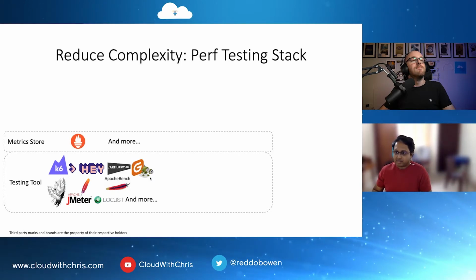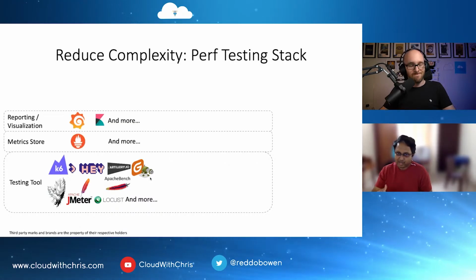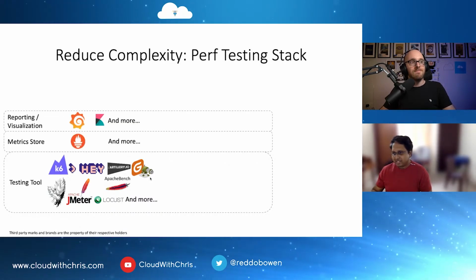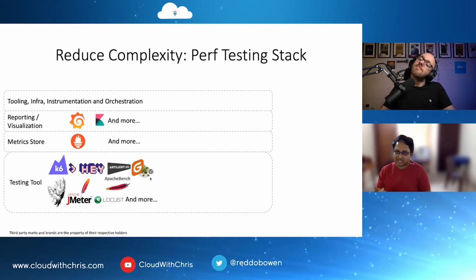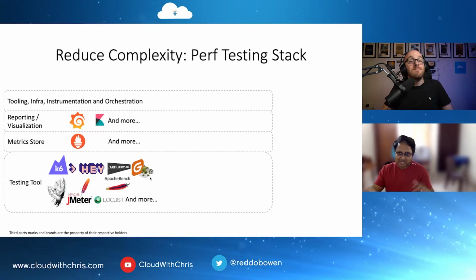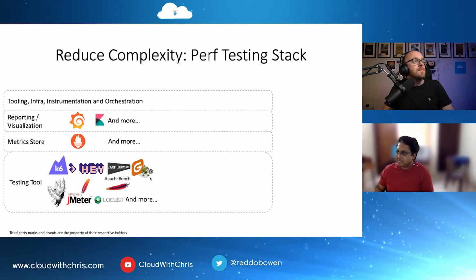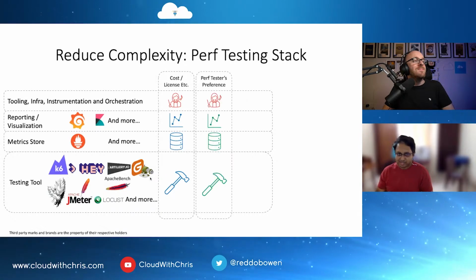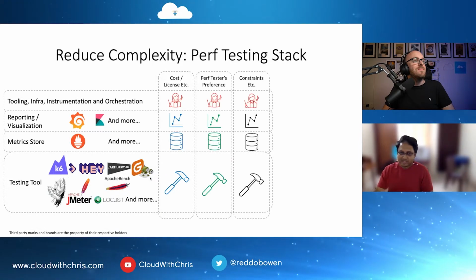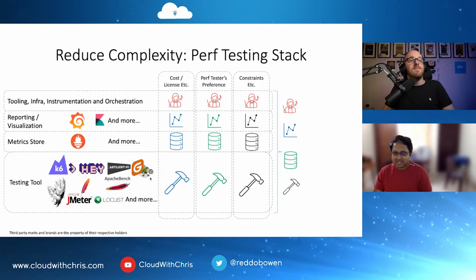Once you have metrics, then you need to visualize them. So you need something like a Grafana or a Kibana that adds more complexity. And ultimately, you need the tooling, infra, instrumentation, orchestration, like you rightly pointed out, the Perf pieces. Yep. I have to put this whole thing together. Add to that the cost and licensing, which you need to consider, the cost of infrastructure, and multiple other constraints. Eventually, you come up with something fairly unique in terms of what the Perf test kit itself looks like.